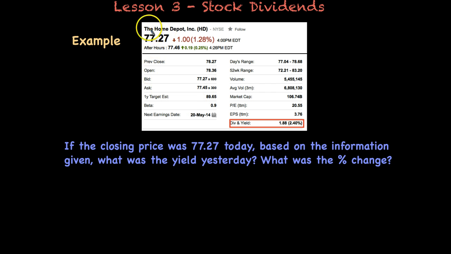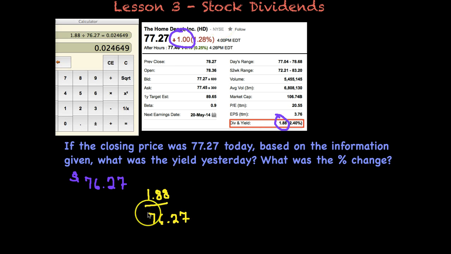All right, so if we look up here, $77.27, remember, if we read this correctly, this arrow and this 1 means that's a drop of $1 from yesterday. So yesterday the stock price was $76.27. And we know that the dividend, the annual dividend, is $1.88. If we go ahead and set up our equation then, we take our annual dividend, divided by the current price as of yesterday, and then we can multiply that result by 100 in order to write it as a percent.